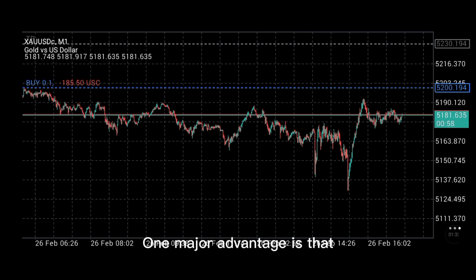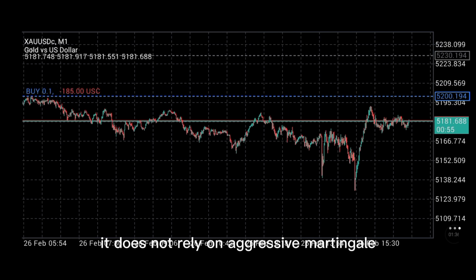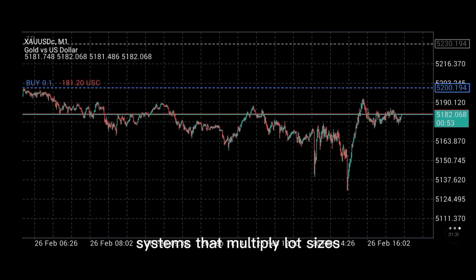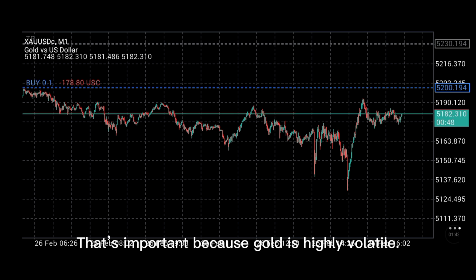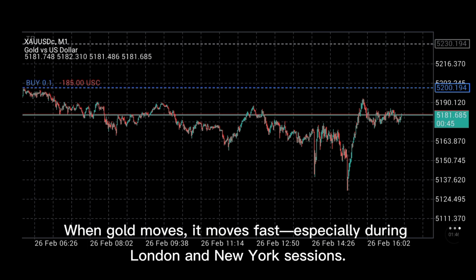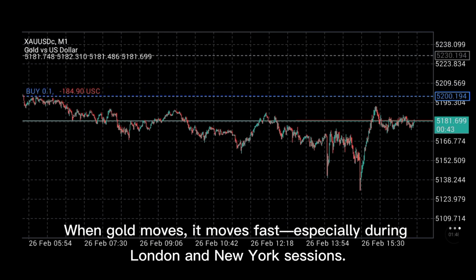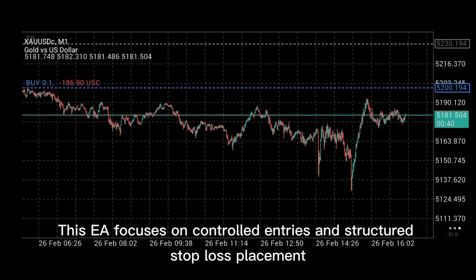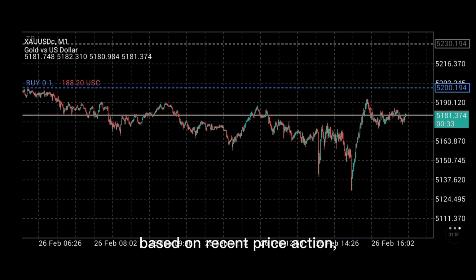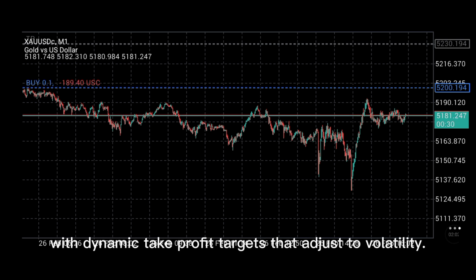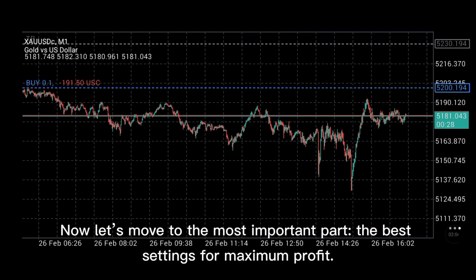One major advantage is that it does not rely on aggressive martingale systems that multiply lot sizes dangerously. That's important because gold is highly volatile. When gold moves, it moves fast, especially during London and New York sessions. This EA focuses on controlled entries and structured stop-loss placement based on recent price action, with dynamic take-profit targets that adjust to volatility. Now let's move to the most important part: the best settings for maximum profit.